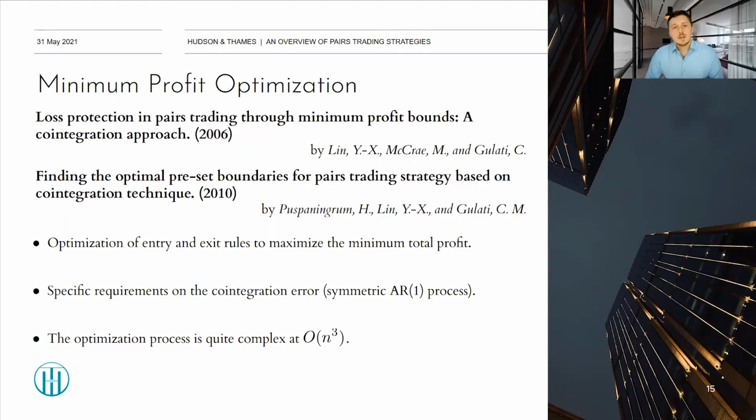There are a few downsides, however, one of the biggest being that there is a specific requirement for the Cointegration error to be a symmetric process plus an AR1 process. But if your specific problem fulfills that, then it's a really good element to use. The other downside is the quite complex, O big of n cube time complexity of the algorithm. However, I believe that there is a slightly optimized algorithm, I may be wrong here, which is O big n square log n that we're using in our implementation.